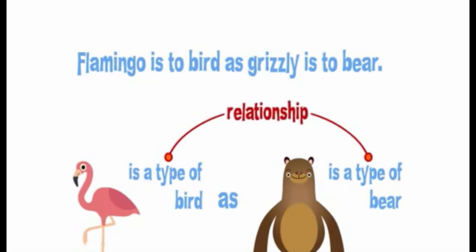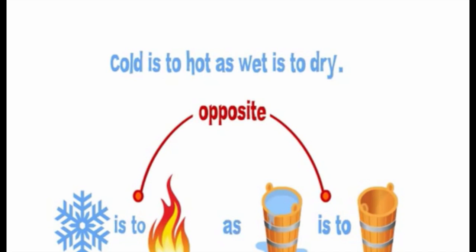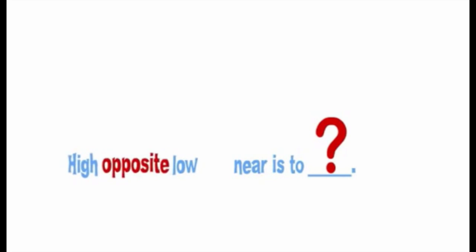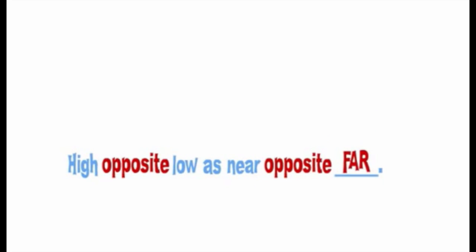When you know how to figure out the relationship in the analogy, you can even complete an analogy yourself. What was the relationship in this analogy? Cold is to hot as wet is to dry. Remember, cold and hot and wet and dry are opposites. So let's see if you can finish another analogy with opposites. High is to low as near is to what? Do you know what word would finish this analogy? High is the opposite of low, the same way that near is the opposite of far.